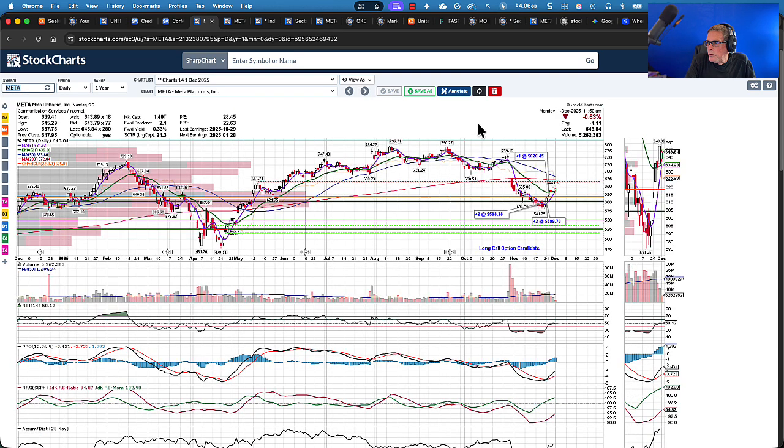Meta Platforms, they have an intrinsic value of about $820. I see some resistance at about the 14 May 2025 level of 666 or so.